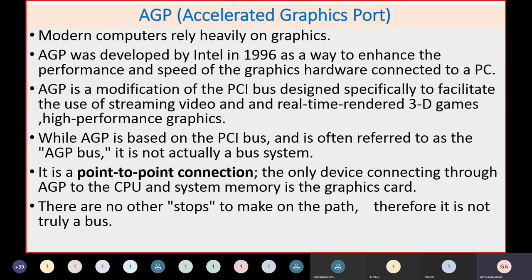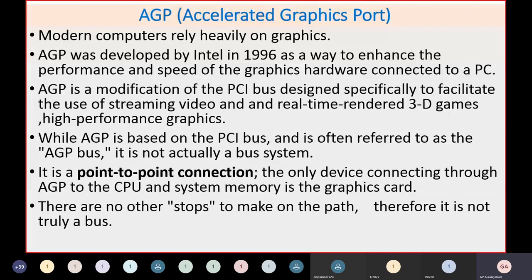Modern computers rely heavily on graphics. Without graphics, you cannot do much, simply because once Windows came into the picture, everything became graphics based. You have to handle a lot of graphics, and for that you should have a very powerful CPU, or the CPU should have this capability. So in 1996 this AGP was developed. This card is inserted into your graphics slot, or AGP slot.